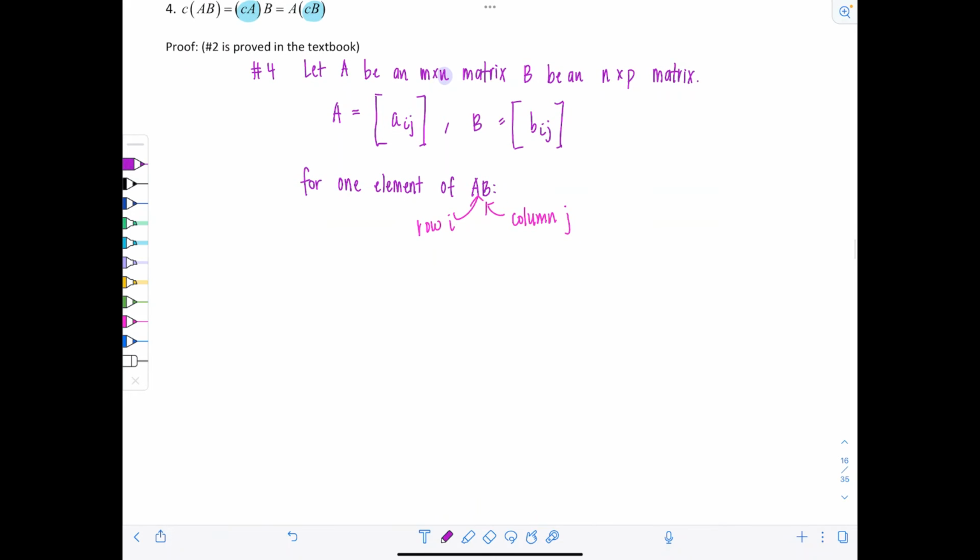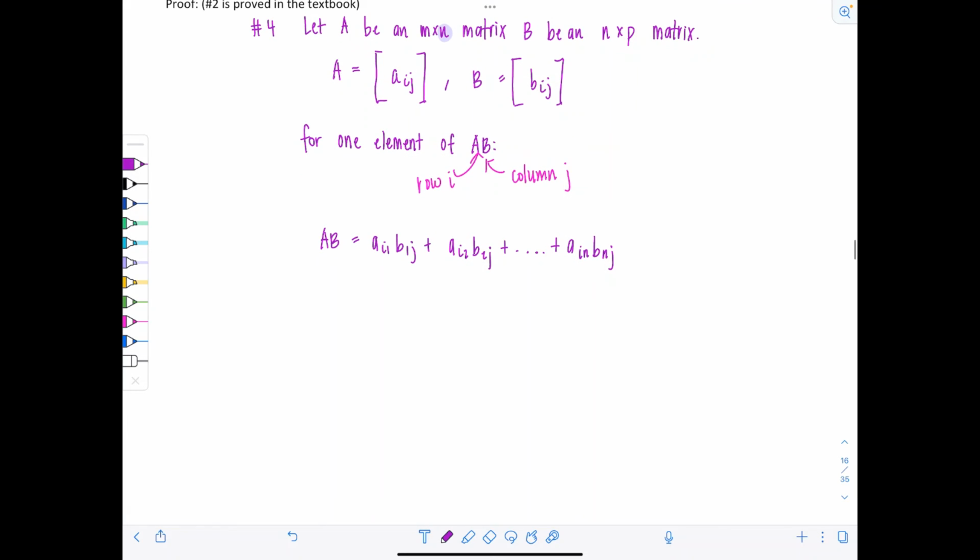How would it work? So AB would equal a_i1 b_1j plus a_i2 b_2j plus all the way down to a_in b_nj. If you can't see that, that's okay. That's why we write out the matrix the other way with all the dot, dot, dots. And this is just one element. This is not all of matrix AB. This is just one element of AB.